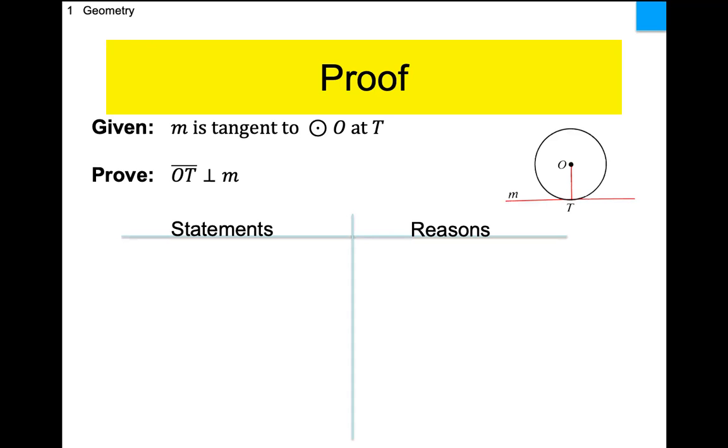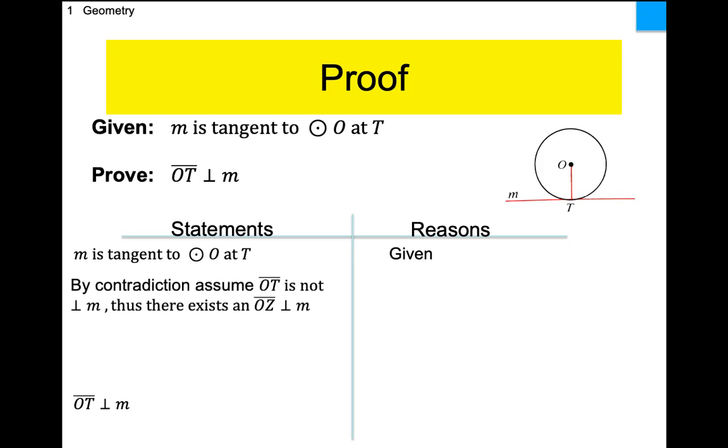Proof by contradiction. After we get the given and where we're going, how do you do a proof by contradiction? Step number 1: you restate the proof, except you say that it's not true. So we say the proof part is not true. Assume that OT is not perpendicular. So I'm going to assume by contradiction that OT is not perpendicular. That means that's not a right angle.